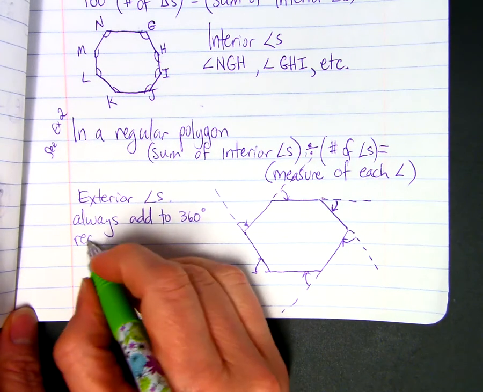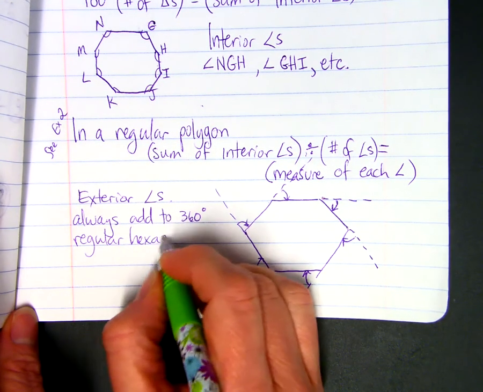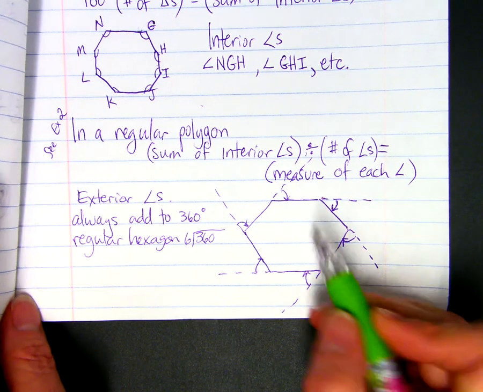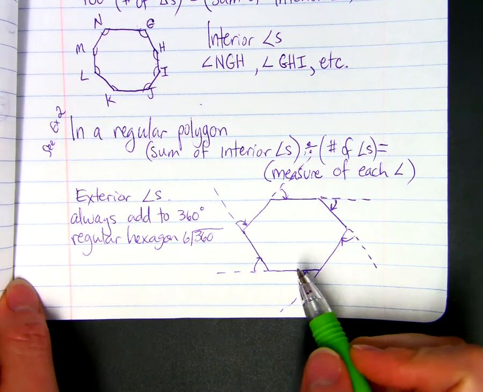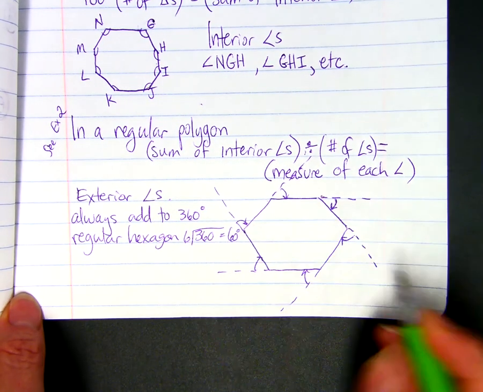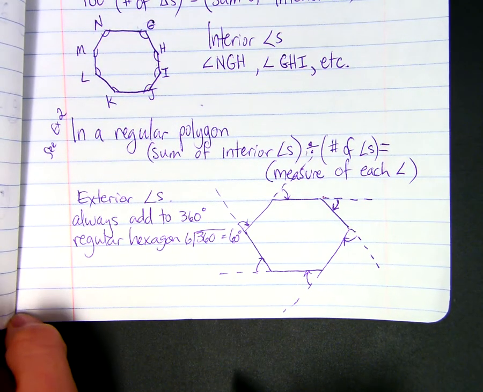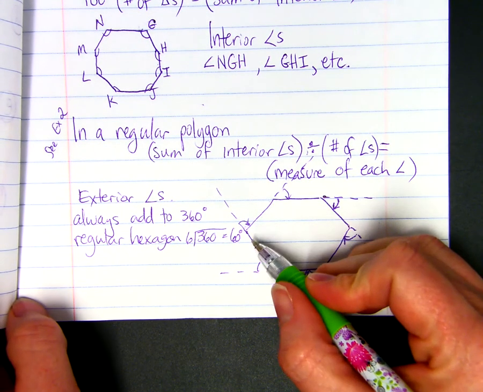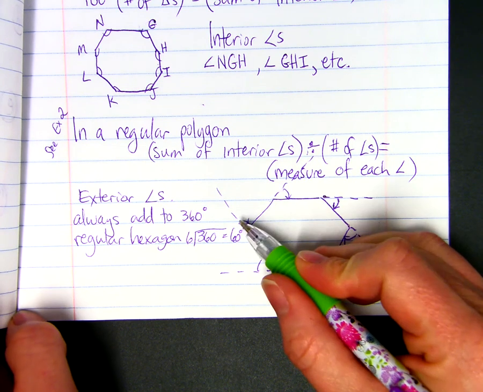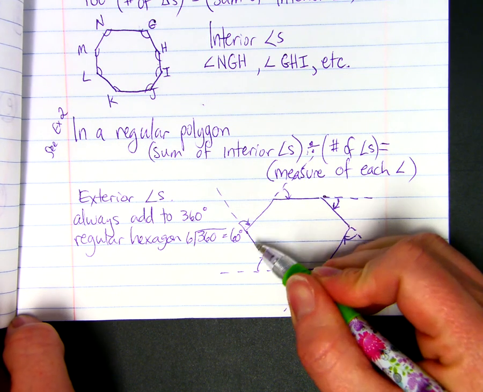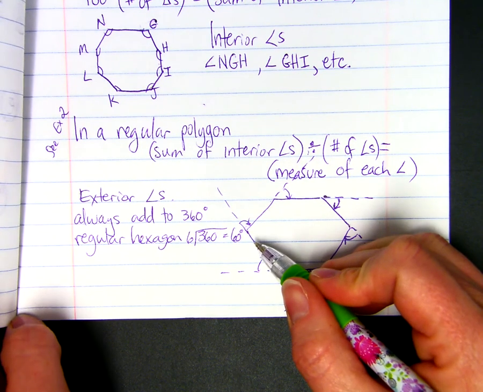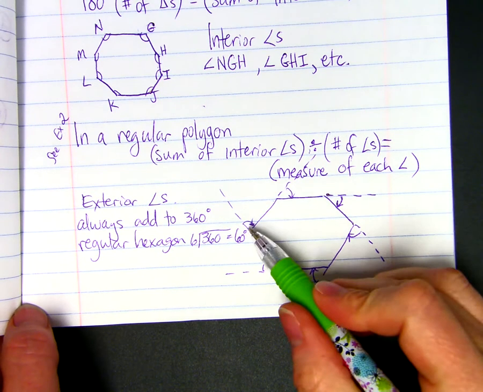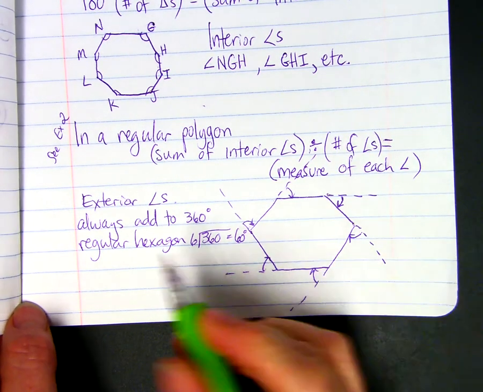So in a regular hexagon, if we did 360 divided by 6, each exterior angle would be equal to 60 degrees. So each of these would be 60 degrees. Now if you notice, this one's exterior, the one right next to it is interior. Every exterior angle and interior angle that are next to each other are supplementary. That just means they add to 180. So if you know an exterior angle, you can just subtract from 180 and get the interior angle.